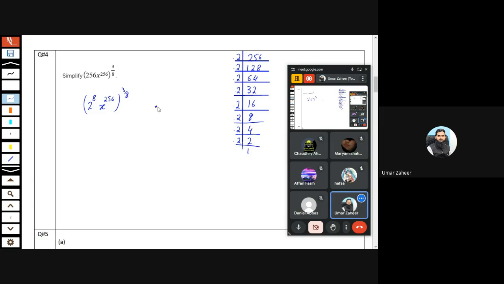Yes. Recall the rule. If you have two terms that are multiplying and there is a whole power, you have to apply the power on each term. So apply it. You have 2 raised to power 8, and there is a whole power 3 by 8. You have x raised to power 256, and there is a whole power of 3 over 8. Does anyone have a question up to here? No. Now, how many times 8 will you get 256?